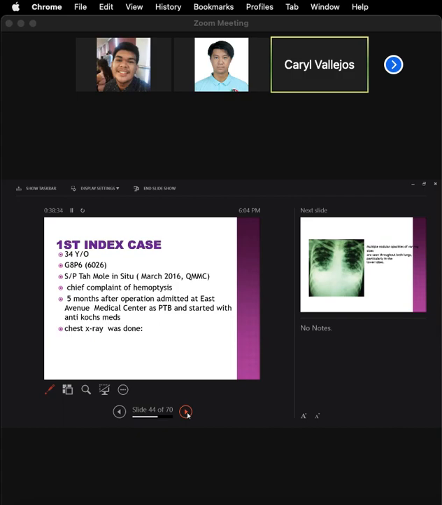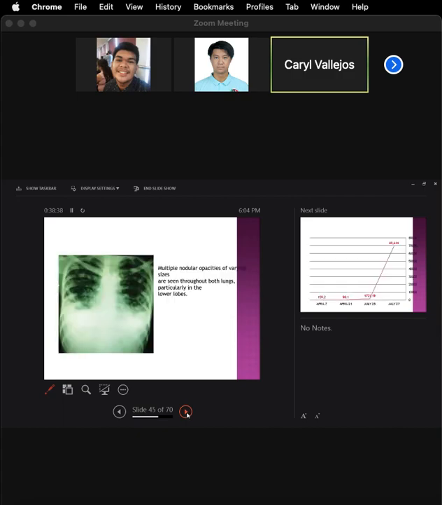with anti-Koch's. So a chest x-ray was done, and this revealed multiple nodular opacities of varying sizes seen through both lung fields, particularly in the lower lobe. So if you could see, usually the term for this one is the cannonball appearance. This one at the lower lobe.